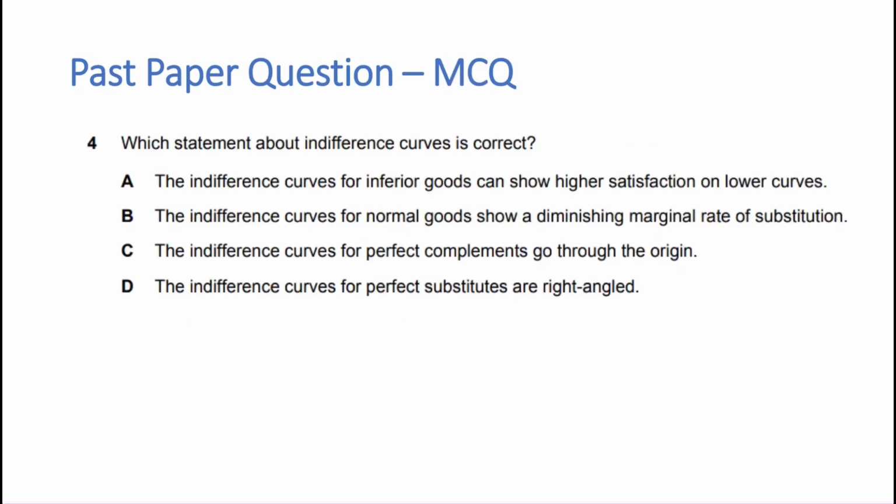Let's look at this past paper question below. It's asking which statement about indifference curves is correct. Is it A, the indifference curves for inferior goods can show higher satisfaction on lower curves? B, the indifference curves for normal goods show a diminishing marginal rate of substitution? C, the indifference curves for perfect complements go through the origin? Or D, the indifference curves for perfect substitutes are right-angled? I'm going to give you guys 1 minute to answer this question.